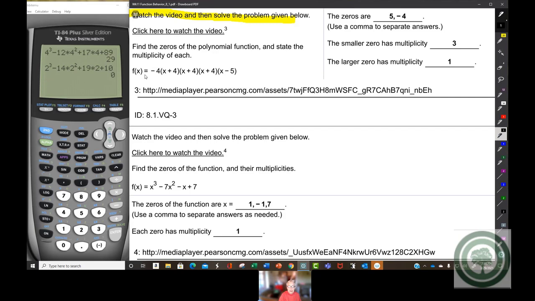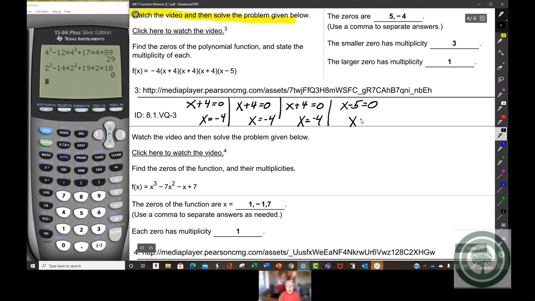And so we're going to continue here. Let's see, the factors that can be set equal to zero are x plus 4 equals zero, and x plus 4 equals 0, and x plus 4 equals 0, and x minus 5 equals 0. And so what do we get from this? We get x equals negative 4, negative 4, negative 4, and x equals positive 5. So that's why the zeros are 5 and negative 4, or negative 4 and 5. Order is not going to matter.